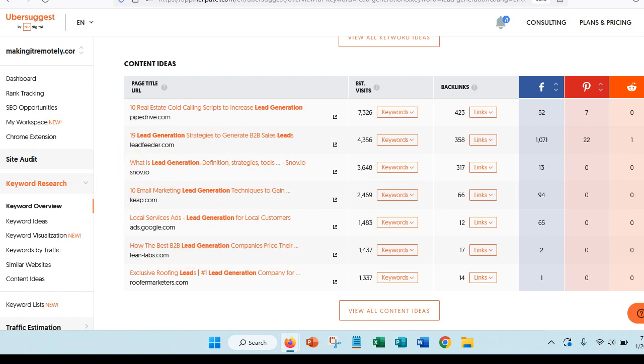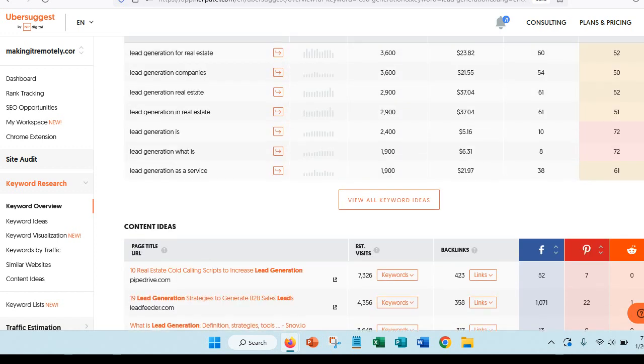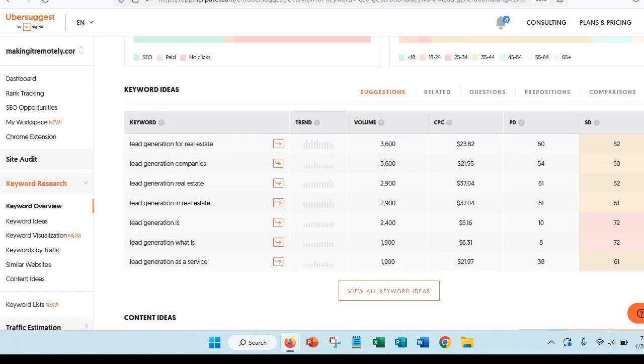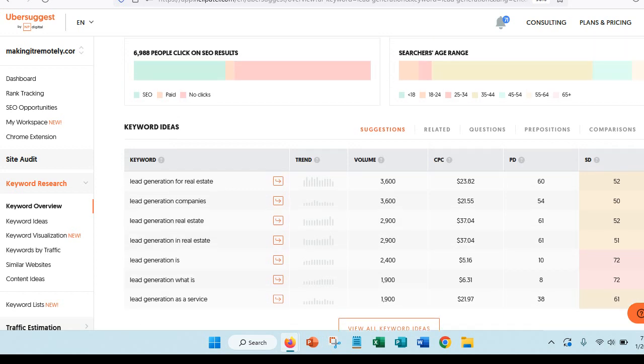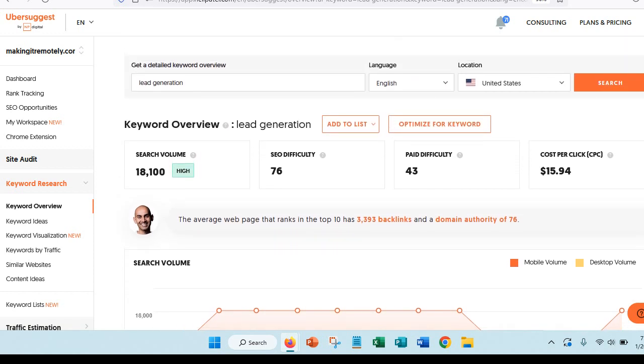So now we're going to narrow this term down because there's so much competition for this term lead generation. So we're just going to say lead generation for beginners and see what comes up. So instead of just saying the broad term, we want to narrow it down. And that's kind of what we talked about when we talked about selecting a niche.